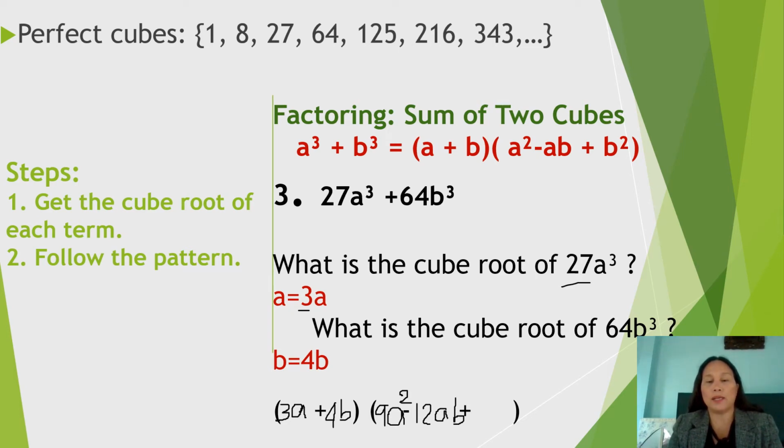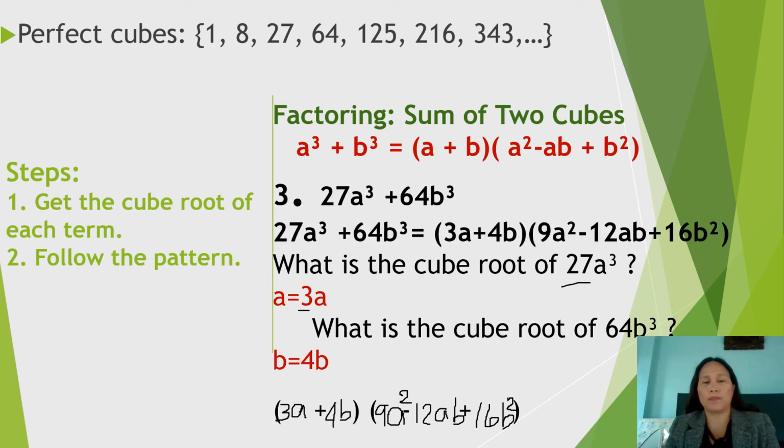Di ba naka-ready na yung parenthesis ko, kaya madali na natin maglalagay na lang tayo ng mga numbers. And then the last term is to square the value of b, and that is 16b squared, because 4 times 4 is 16. So that is now the factored form: quantity 3a plus 4b times the quantity 9a squared minus 12ab plus 16b squared.